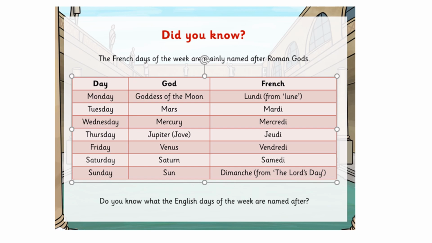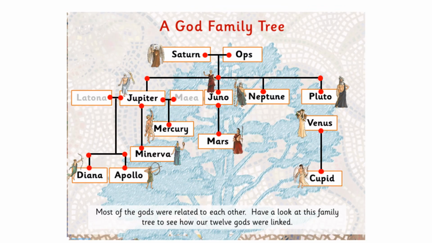Do you know what the English days are named after? So here's our god family tree. So here we have Saturn and Ops at the top. These are the main gods, the ones that began it all. If you remember, Saturn was the god of time, so he's very important.